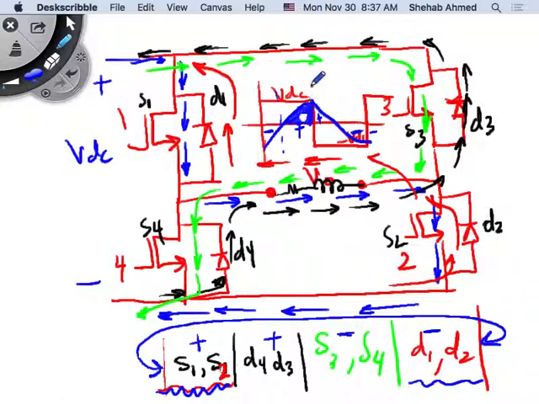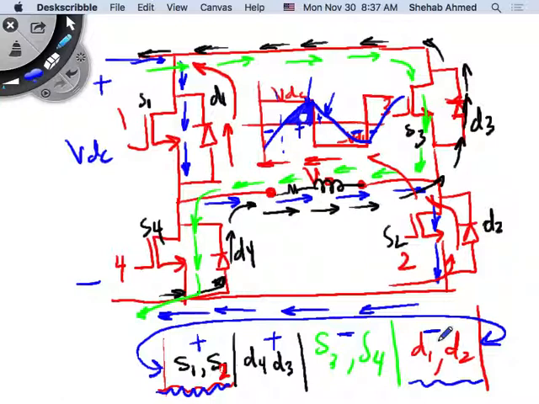So this one here is S1 and S2 being on, and then I turned off S1 and S2, but I still had positive current flowing, which is this section here, right? And that's D3 and D4 on. And then current goes negative, where S3 and S4 are on. And then there's another negative section here. D1 and D2 are on. Okay?